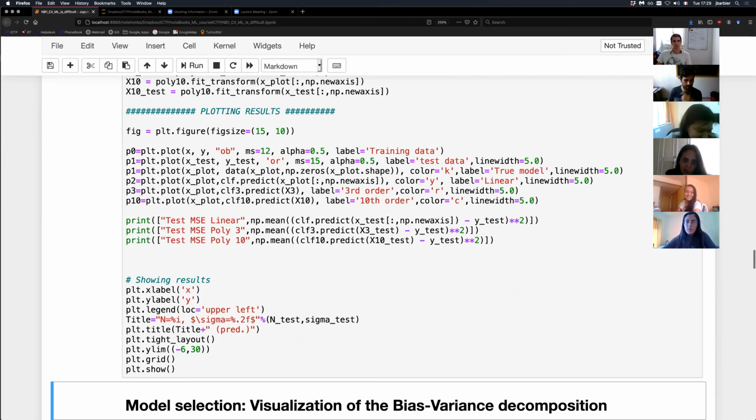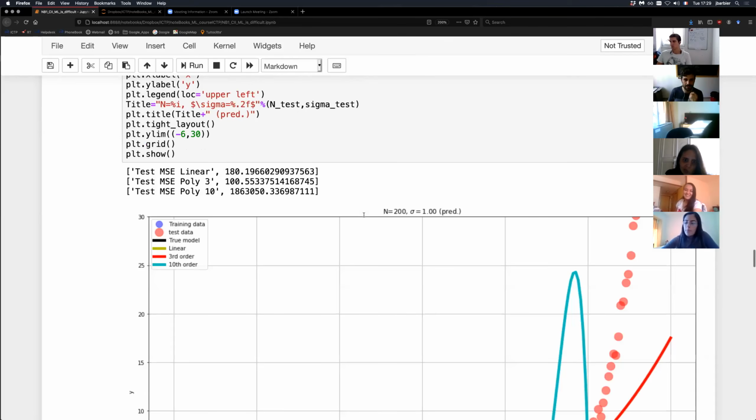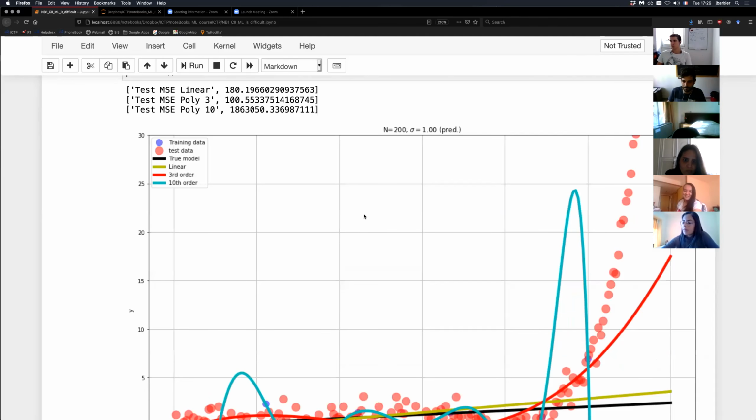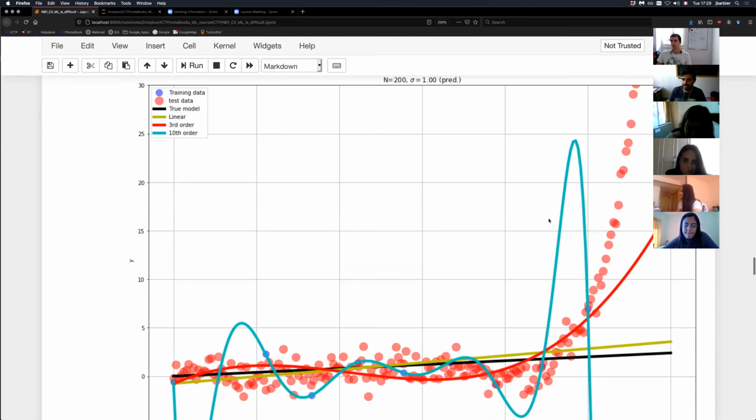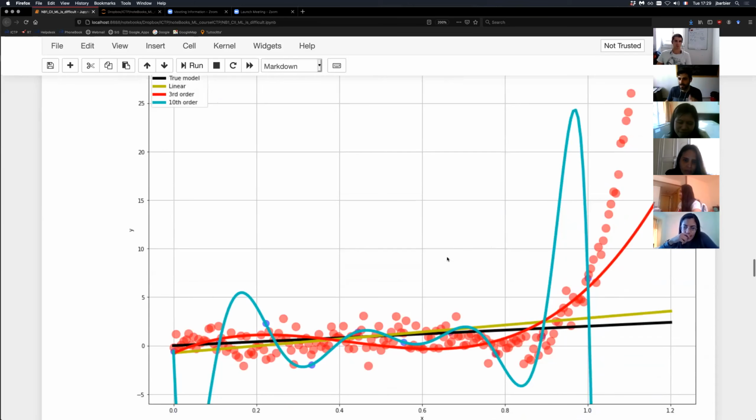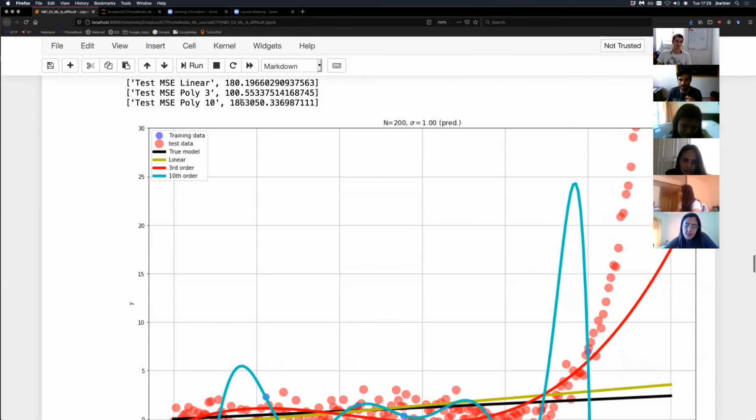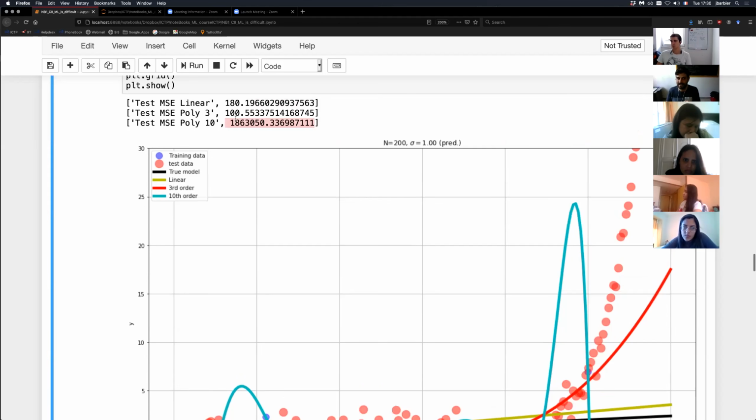And here on the test data, what happens? Something unexpected. The 10-order polynomial is what gives the worst prediction again, even if the true model is a 10-order polynomial. And actually, in this case, the best at prediction is a third-order polynomial. Okay?